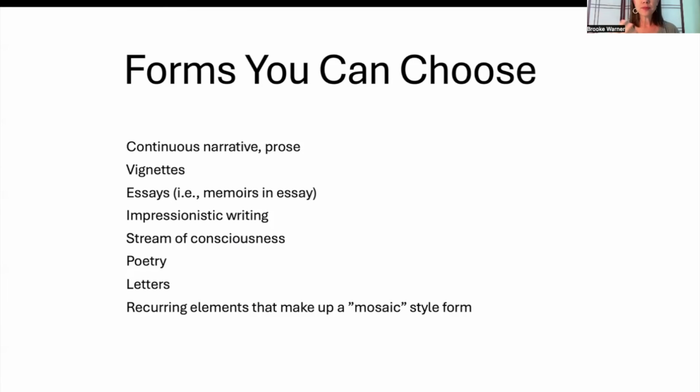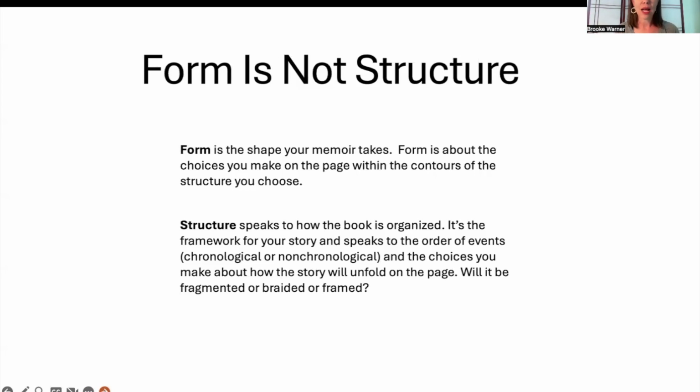And then finally, recurring elements of any of these things, right, that could make up a mosaic style. And we're seeing that increasingly as well. People who are saying, you know what, I'm going to have a vignette followed by some poetry. I'm going to include a letter. I'm going to include a list. And then you'll have these memoirs that have a lot of different things going on, kind of like a yummy salad. So I am enjoying those a lot, and they have to be executed well.